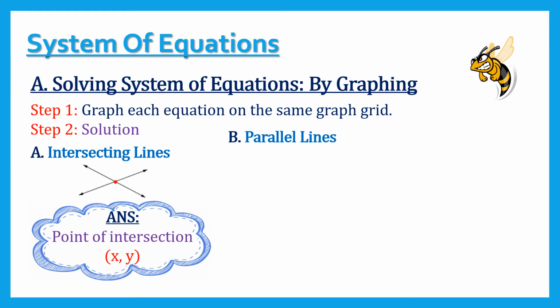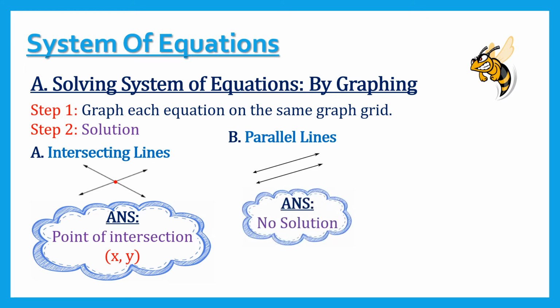Second scenario, there are parallel lines. And what do we know about parallel lines? They never touch. And because they never touch, there is no point of intersection, so therefore we have no solution.